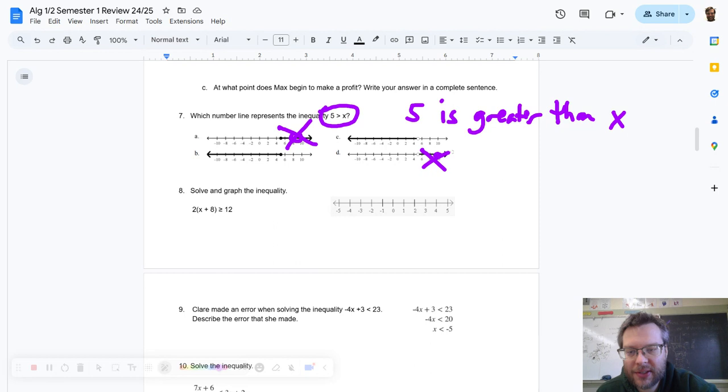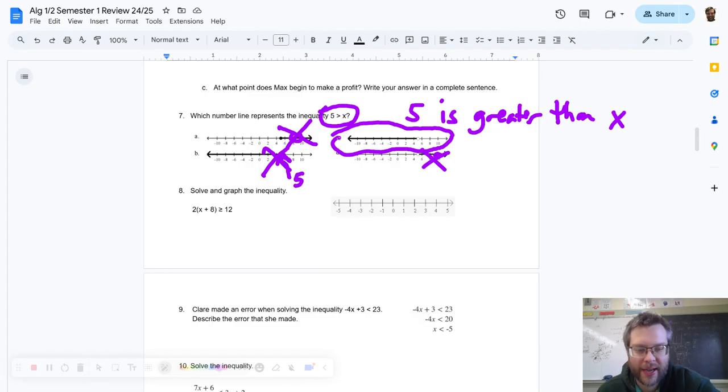If you look at B and C, they look almost the same. The only difference is B has a colored in circle, which is at the number 5. So you have to ask yourself, is it true? Is 5 greater than 5? No. So C is the only correct number line because all the numbers that are colored in are less than 5. 5 is bigger than all the numbers that are colored in. It has an open circle. Okay?